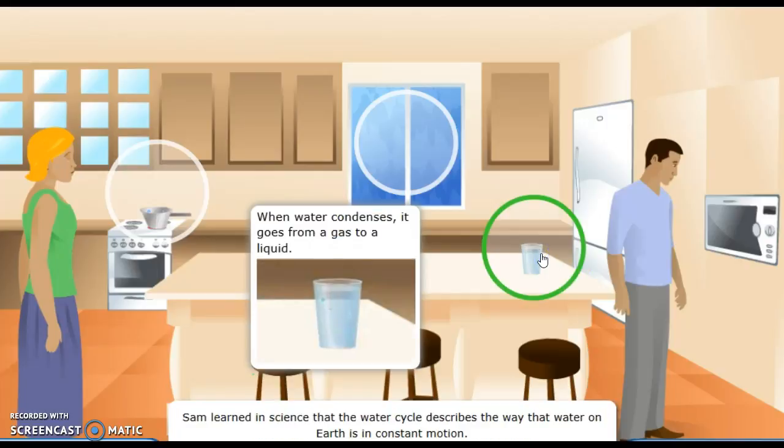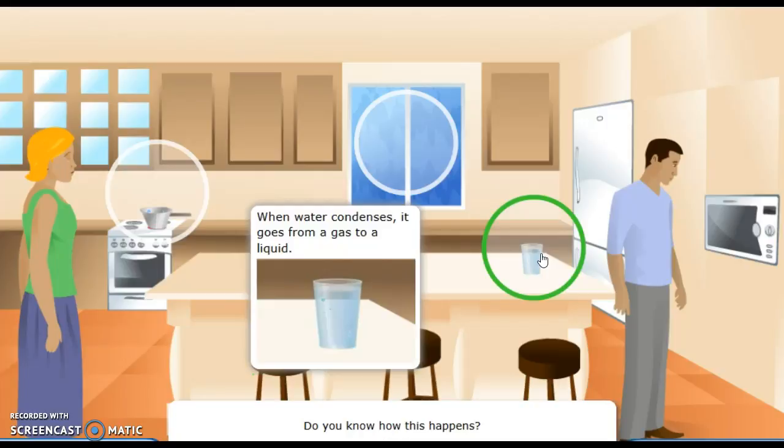Sam learned in science that the water cycle describes the way that water on Earth is in constant motion. As he picks up his glass of ice water, Sam feels that the outside of the glass is wet. This is because water from the air has touched the cold outside surface of the glass. Do you know how this happens?